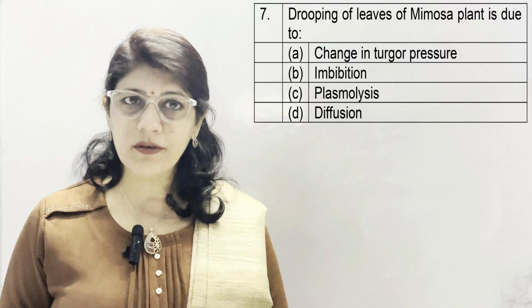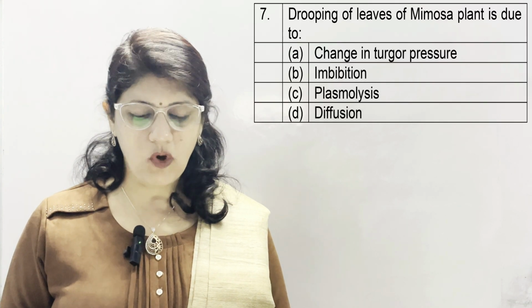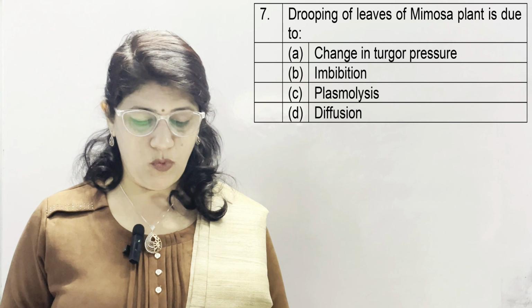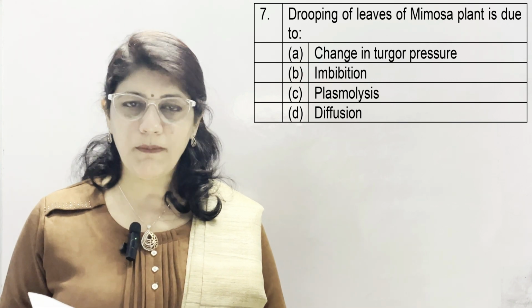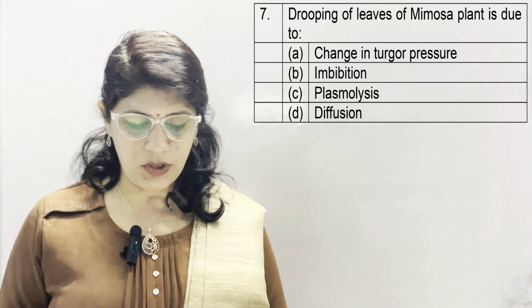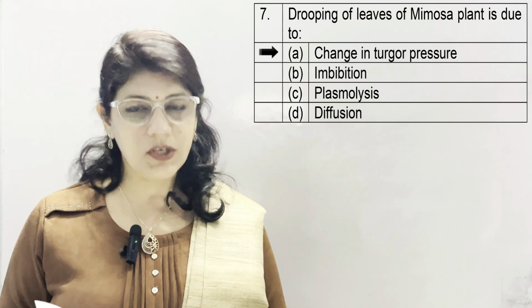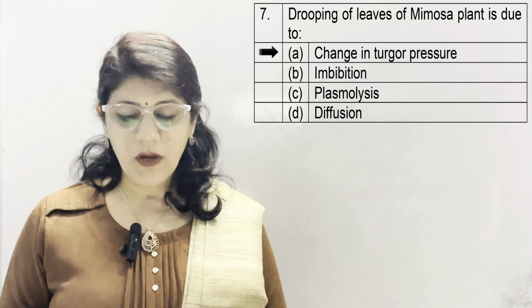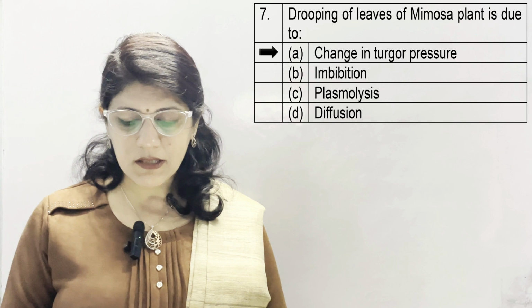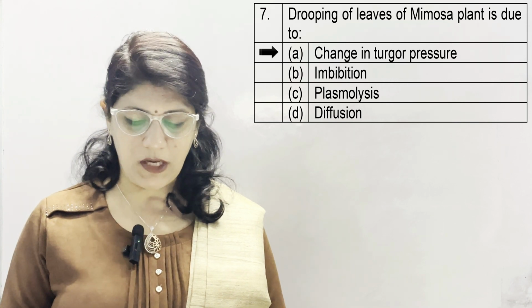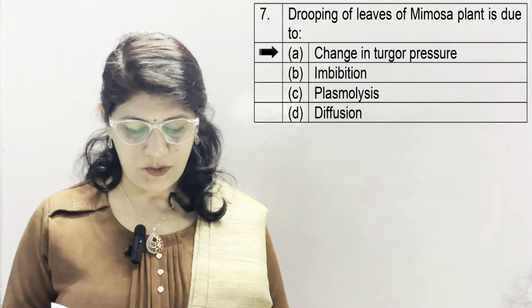concentration. In question number 7, drooping of leaves of mimosa plant is due to A, change in turgor pressure, B, imbibition, C, plasmolysis, and D, diffusion, and the correct option is A, which is change in turgor pressure. When this sensitive plant is touched by another organism, its leaves fold in upon themselves by changing turgor pressure.